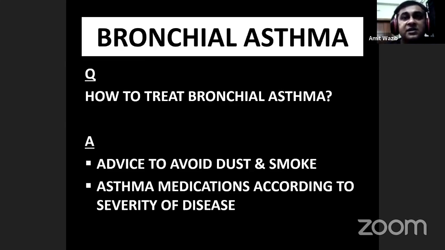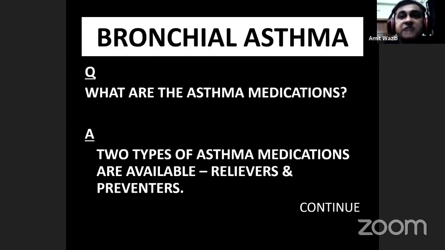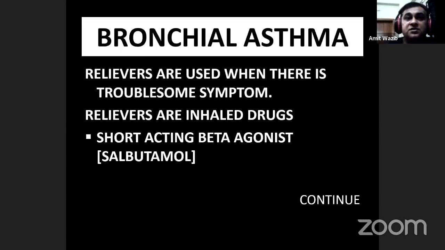So what are the anti-asthma medications? Asthma medications are two types. One is relievers and another one is preventers. Relievers are very short-acting drugs. They are usually inhaled beta agonists and inhaled anticholinergics, and they are used when there is troublesome symptom. So relievers are inhaled drugs. Commonly in asthma, we do not use short-acting anticholinergics. Short-acting beta agonists are usually used, and the drug is salbutamol.